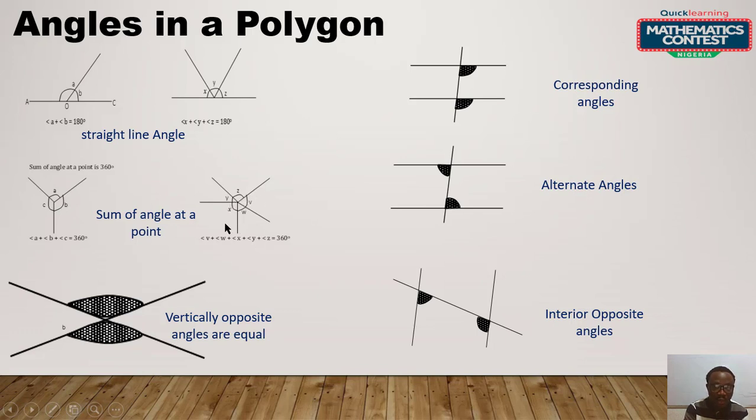Now all the sum of this angle, WXYZ or VWXYZ, all sum to 360. The sum of angles at a point is 360. Now this is the vertically opposite angles I talked about. Vertically opposite angles are formed when two straight lines intersect, and the angles formed opposite each other are actually equal.